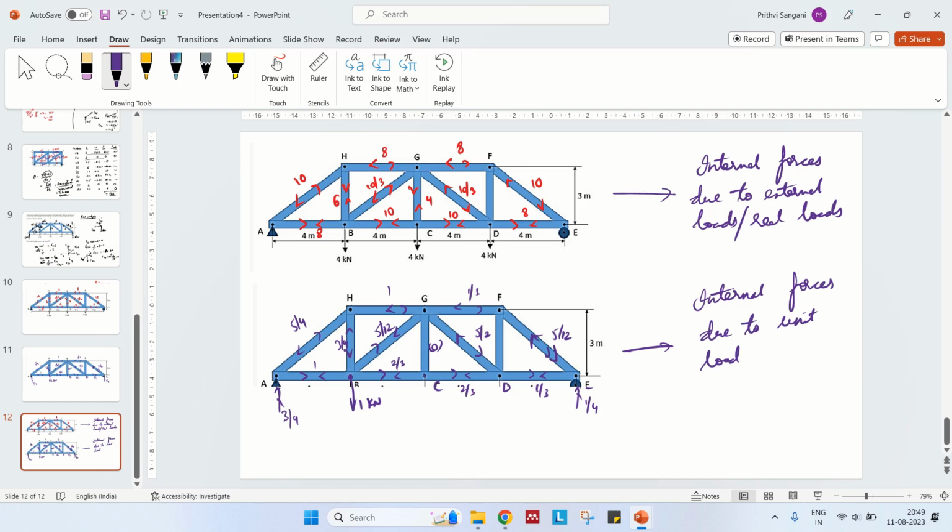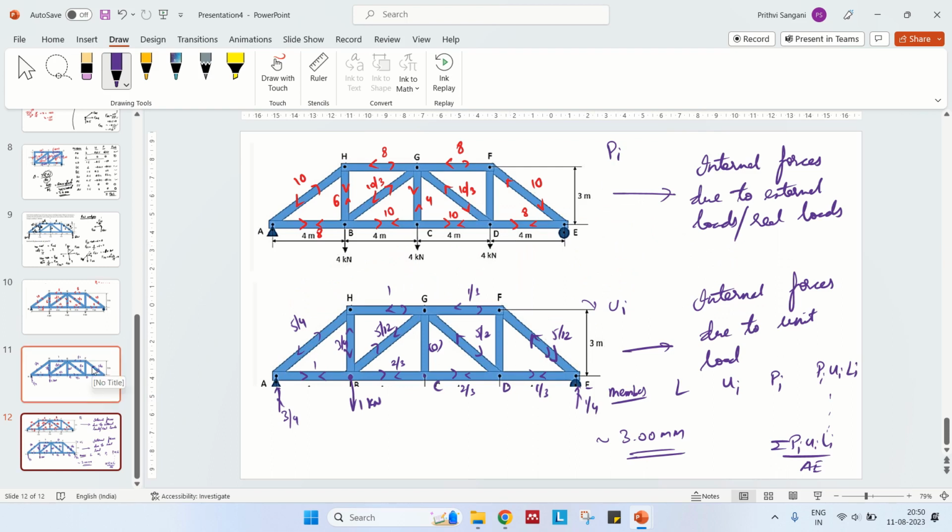And again, you need to tabulate. You tabulate for the members, length L, U_i. These are nothing but U_i's, and these are P_i's. You find U_i, P_i, L_i, and the summation of P_i U_i L_i divided by AE. So you'll get the answer to be around, I think, 3 mm, 3.0 something. AE is already given, that's why the answer would be around 3 mm, something like that. Okay, so you can just note down. Maybe you can verify also if you want to give it a try. You can verify the answers obtained from this. The answer should be around 3 mm.